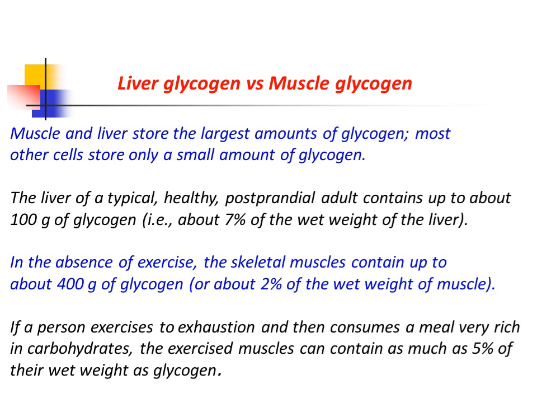In the absence of exercise, the skeletal muscles contain up to about 400 grams of glycogen, or about 2% of the wet weight of muscle. If a person exercises to exhaustion and then consumes a meal very rich in carbohydrates, the exercised muscles can contain as much as 5% of their wet weight as glycogen.